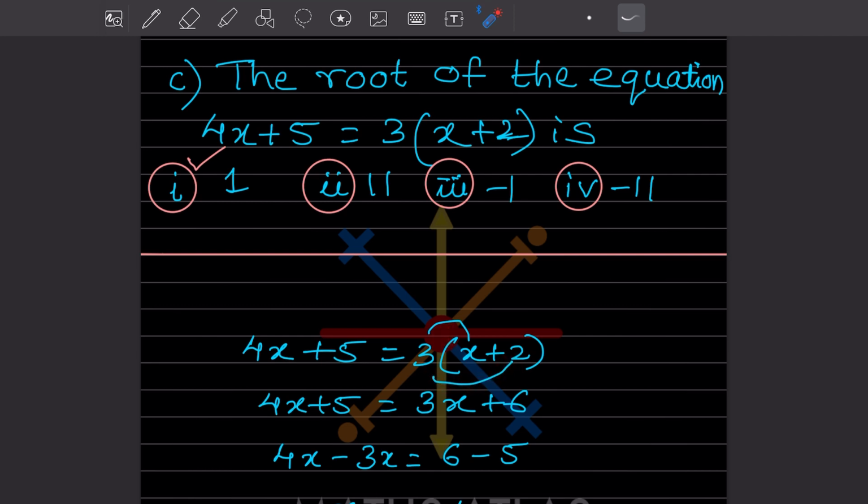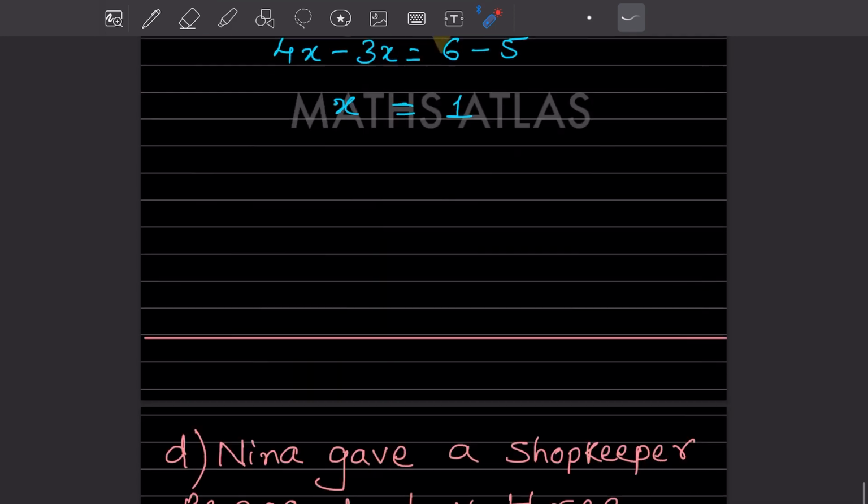So now we will bring x to this side. So this will be minus 3x. And this is as it is here. Plus 5 is going to be minus 5. So here 4x minus 3x means 4 minus 3 is 1. So this x is 1. So this is the correct option.